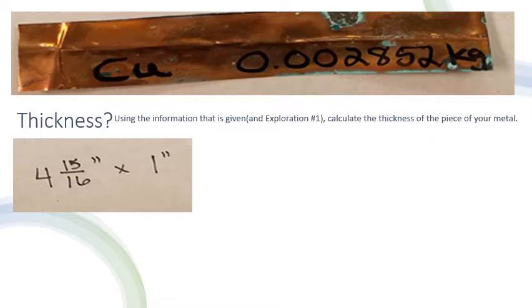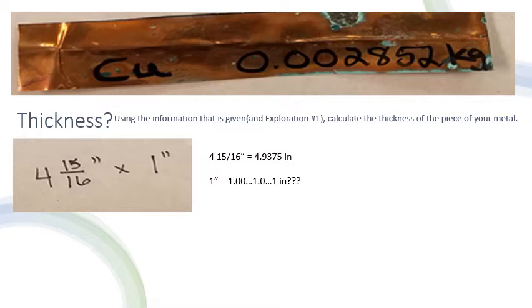In exploration number 1, that was kind of a review of this, but with no talking, to calculate the thickness of the piece of metal. The information that you were given about your piece of metal was the mass, which was written on there, and then the dimensions. The dimensions for this piece were 4 15/16 inches times 1 inch.